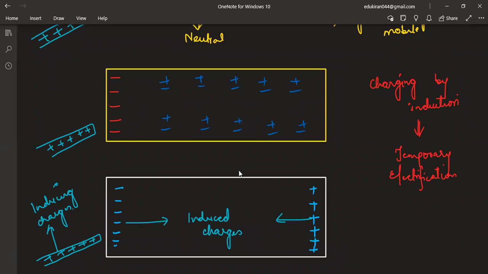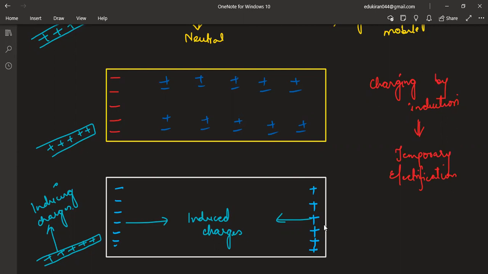So as a result, finally, this is the scenario. Inducing charges are present on the glass rod, and these charges which have been separated are known as induced charges. Remember, charging by induction is also known as temporary electrification. Why? Because as long as I'm holding the inducing charge, the glass rod, the charges are separated. As soon as I remove it, all the positive and negative charges neutralize each other and I get the neutral body back, right? That's why we call this temporary electrification.